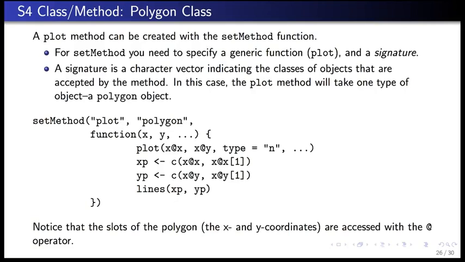Now what I'm doing in the second and third lines here is taking the vertices of the polygon and creating a new vector which just tacks the first vertex onto the end. So I'm creating a closed loop. And then after I've done that, I call the lines function to draw lines in between all the vertices.